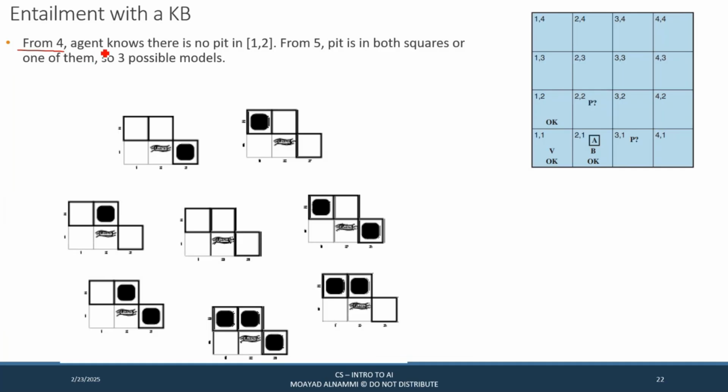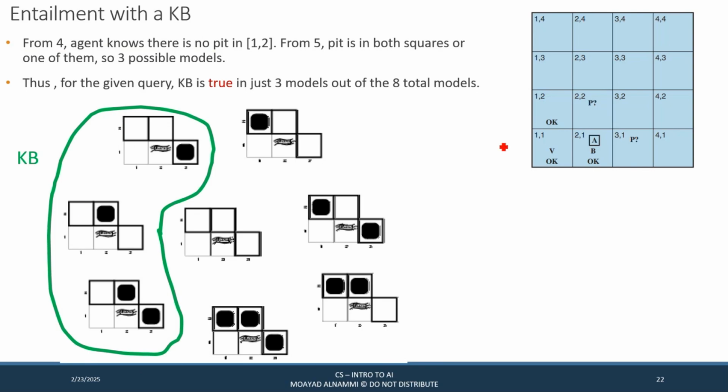So from 4, the agent knows there's no pit. These are the 8 possible configurations for the 3 locations, in terms of pit or no pit. Based off our knowledge base, these are the possible configurations. So the idea is that the facts in your knowledge base will restrict the number of models that are possible in your current situation. If we're assuming that all the facts in the knowledge base are true, these are the only 3 possible models that you see here, okay?